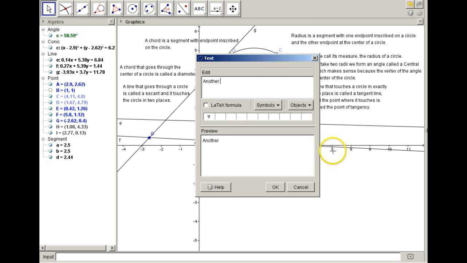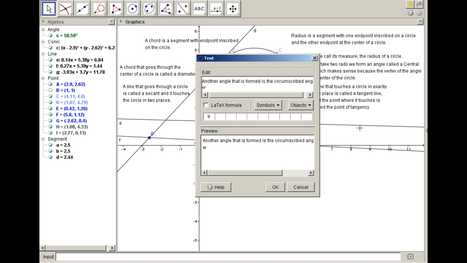So another angle that is formed is, oops, sorry, I don't know what's going on with my mouse. Sorry about that. It is the circumscribed angle, which is the angle formed where two tangents intersect.